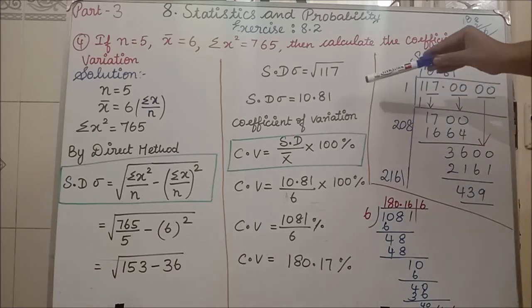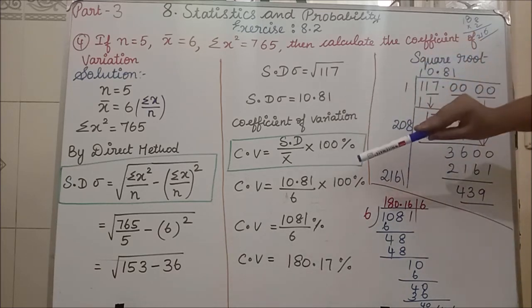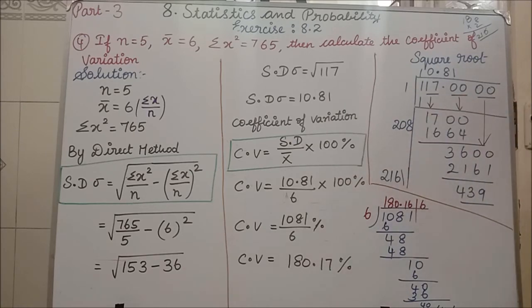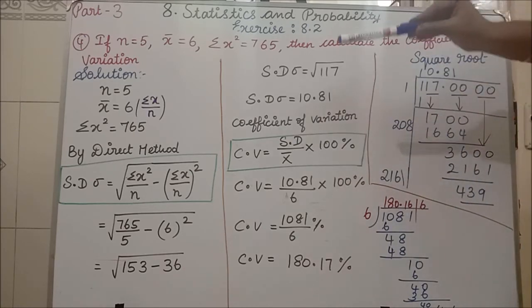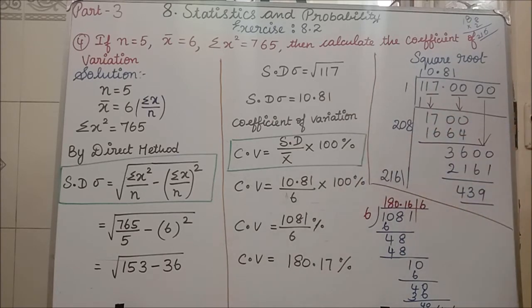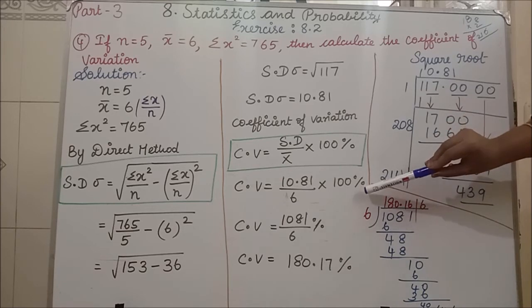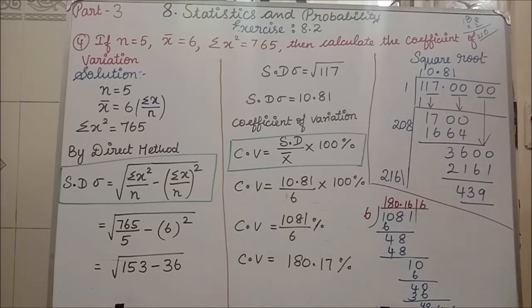Isn't it? Standard deviation now we are having, what is the value? 10.81 divided by x bar value they have given in the question, 6, into 100%. Clear? 10.81, if you are multiplying that into 100, what will I get? 1081 I am getting. You have to write a percentage. Clear? Divided by 6. See, I am dividing. This is the normal division.